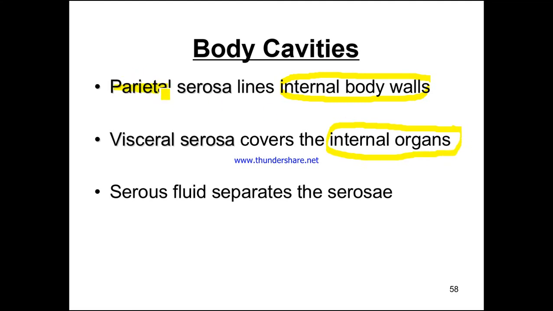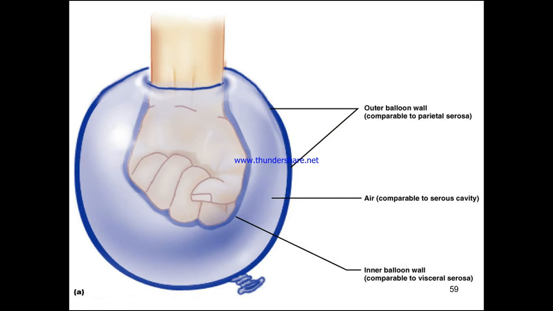Parietal, internal body walls. Viscera, internal organs. If you eviscerate somebody, you take their internal organs out. Parietal, body wall; visceral, organs: two very important points. Serous fluid separates the serosa, so you have fluid between these layers.